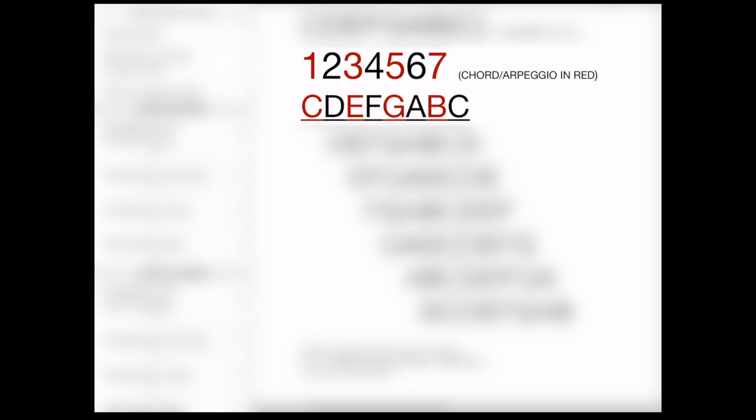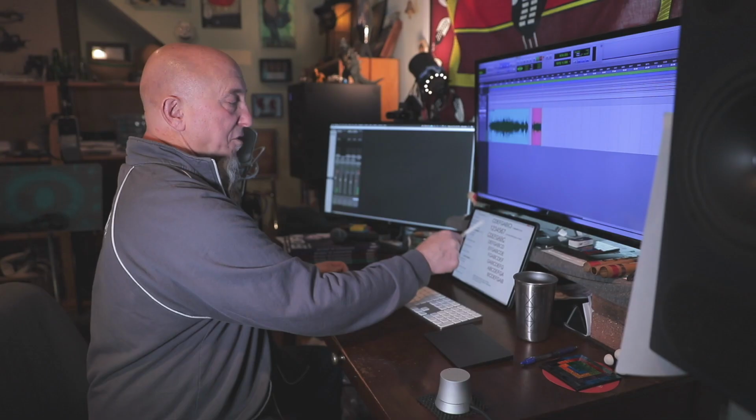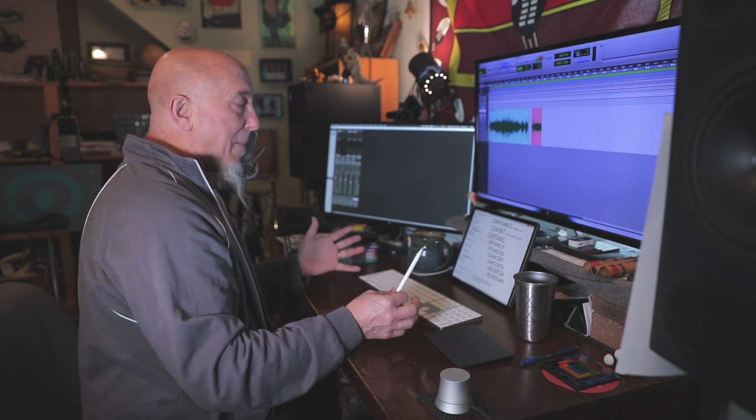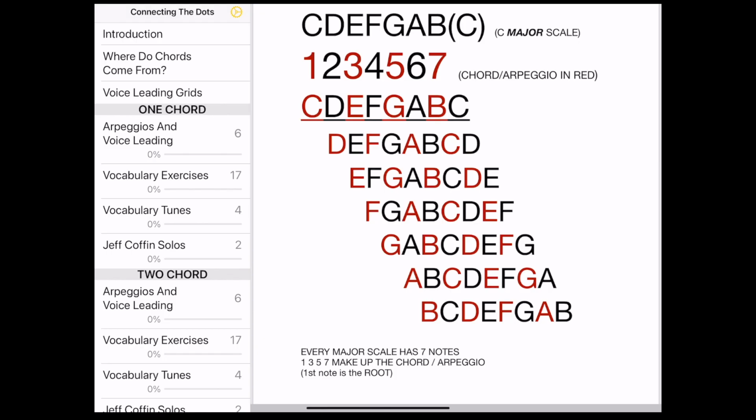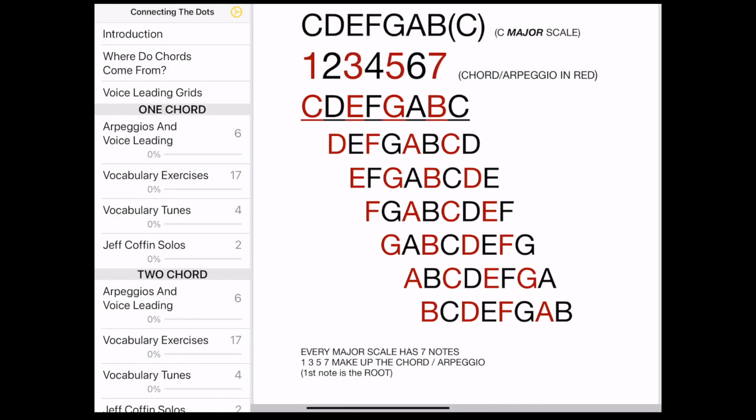So C, jump a note, go to E, jump a note, go to G, jump a note, and then you have B at the end. So C, E, G, and B. That's your C major 7 chord. And then I show you also in the different modes, because there's 7 modes for every scale, that you have those modes written out in the same way. So it's pretty easy to understand.